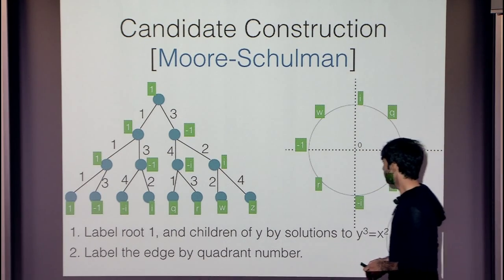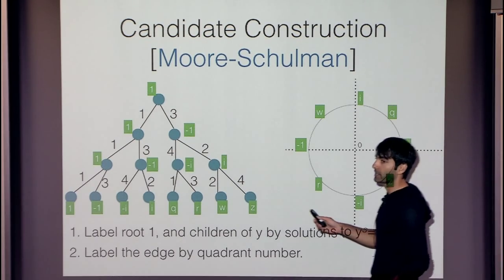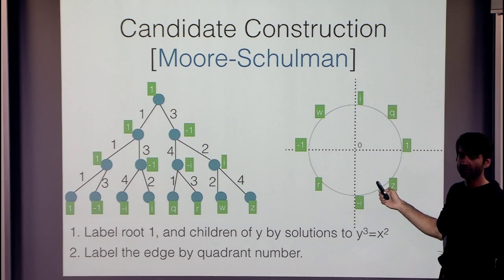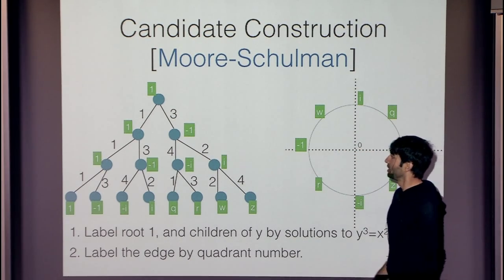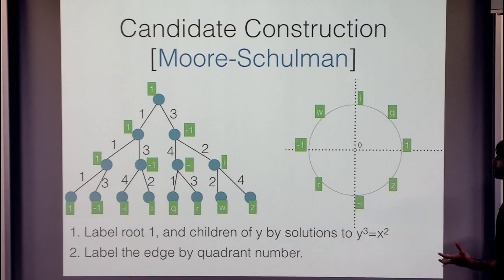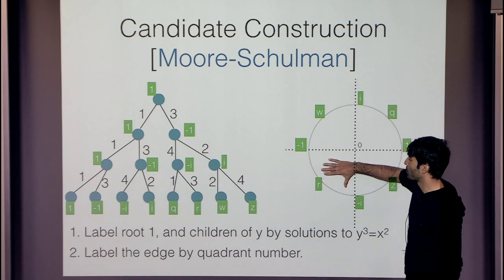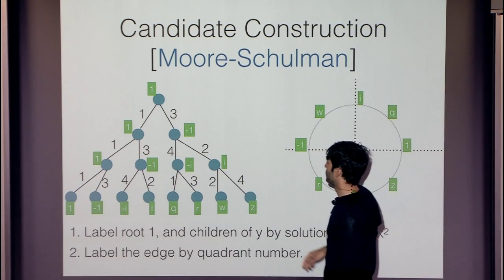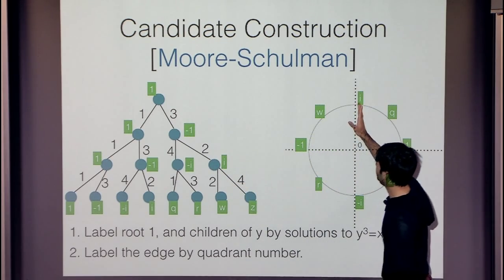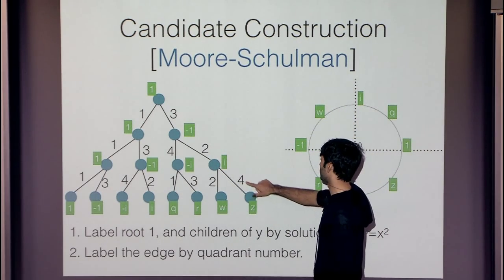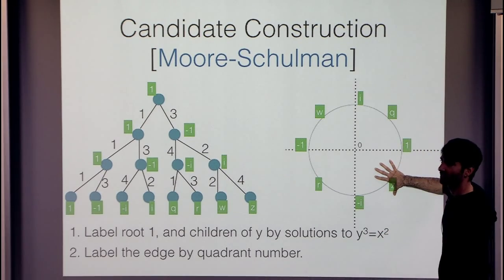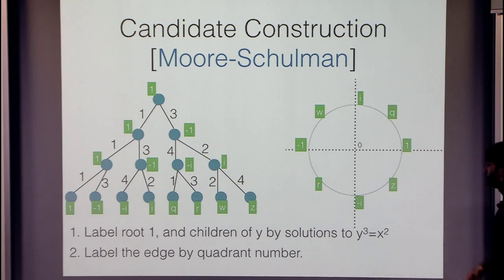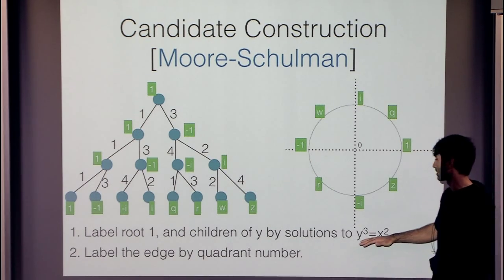So what is the construction? The basic idea is every vertex of the tree will be associated with some point, some complex number of unit magnitude, so some point on the circle. And then the actual labels will be given by seeing which quadrant that point is in. The label of this is 2 because i is in the second quadrant. The label of this is 4 because z is in the fourth quadrant. So how are these complex numbers picked? They're picked recursively by solving this equation.